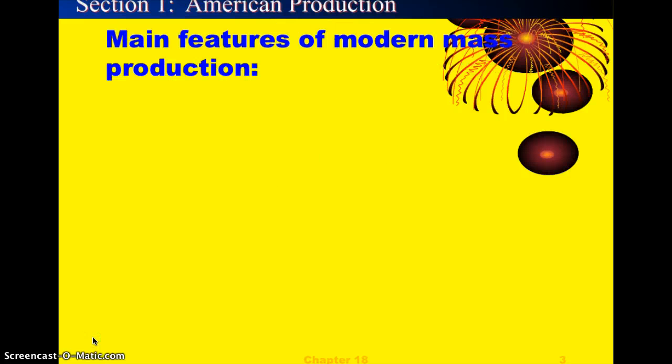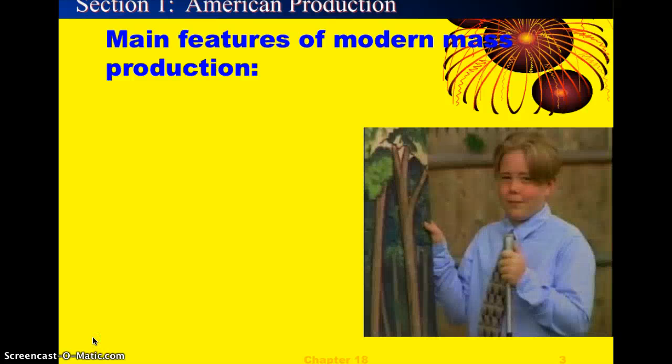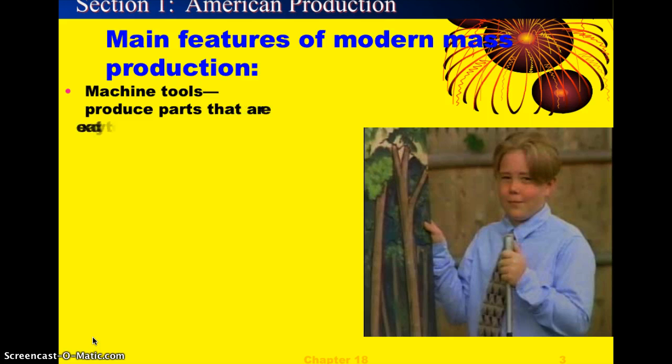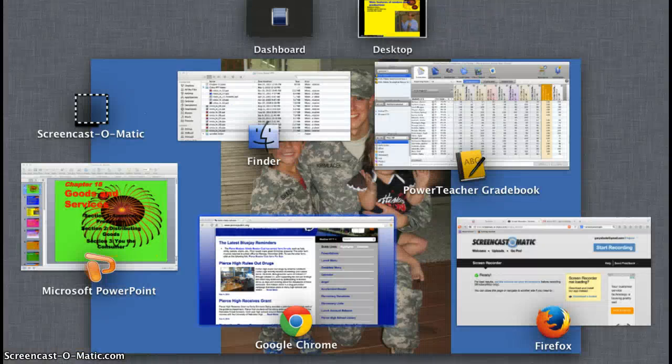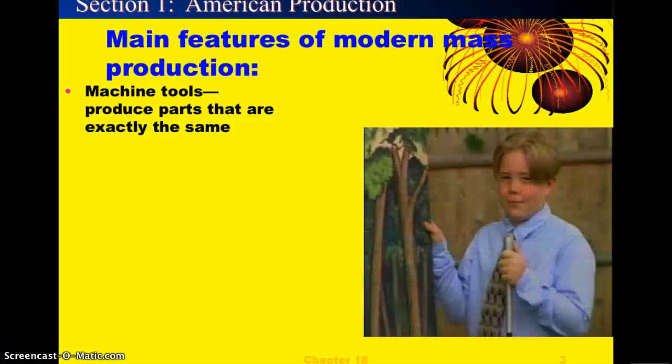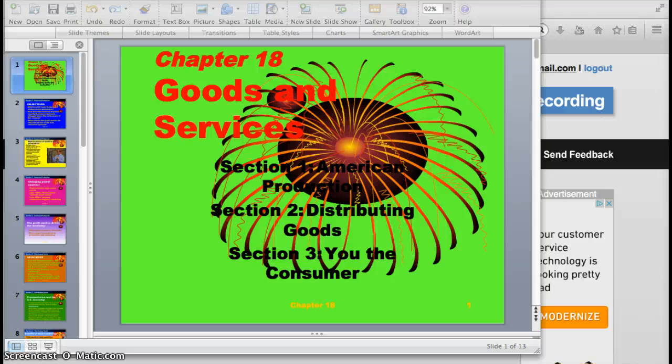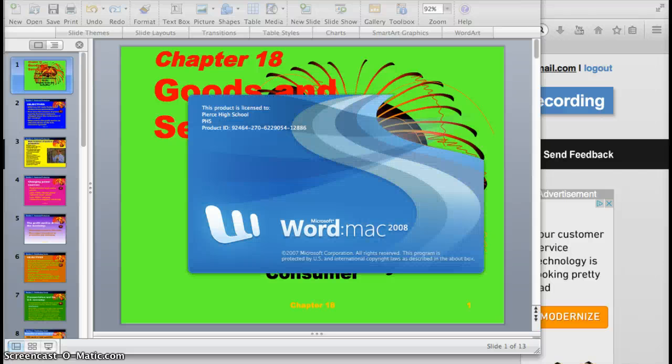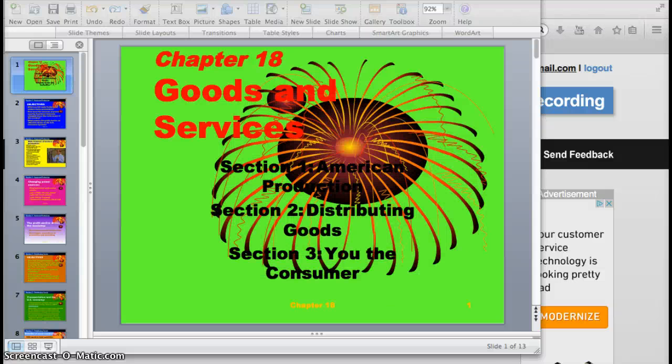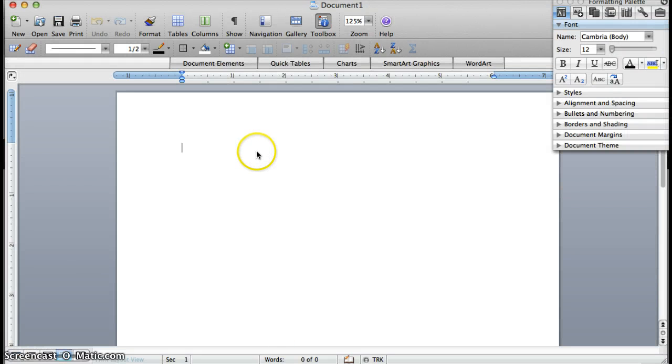Okay, main features of modern mass production. First of all, we have machine tools. Machine tools are produced parts that are exactly the same. This concept was very first introduced by Eli Whitney. Eli Whitney also came up with the concept of what were known as interchangeable parts.